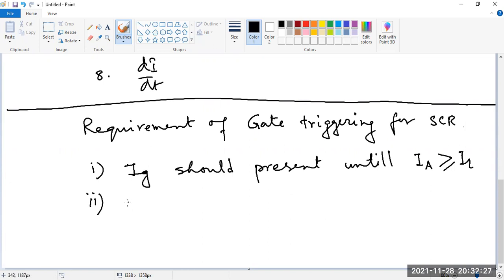Got my point? Understood what the control circuit is? Which is actually generating the gate pulse.